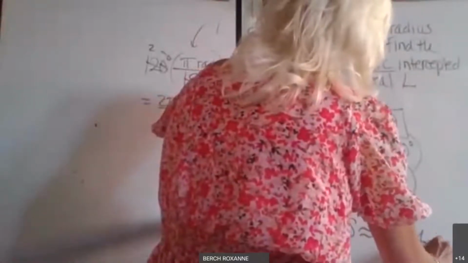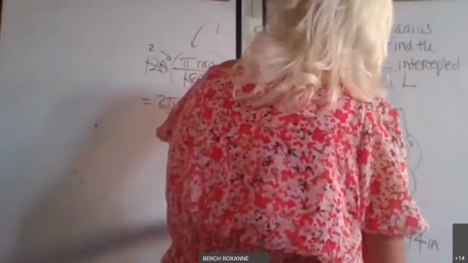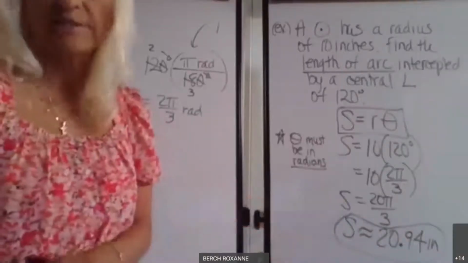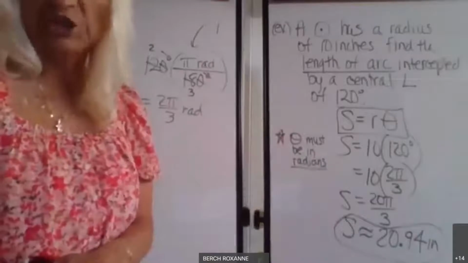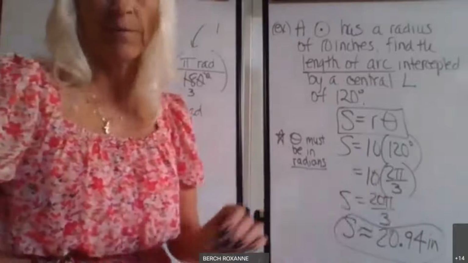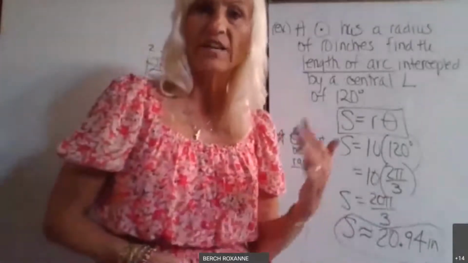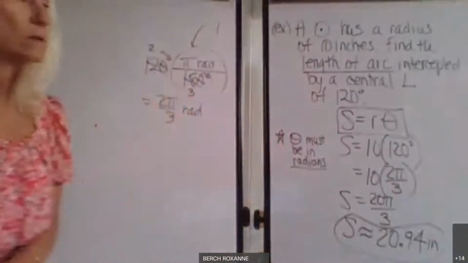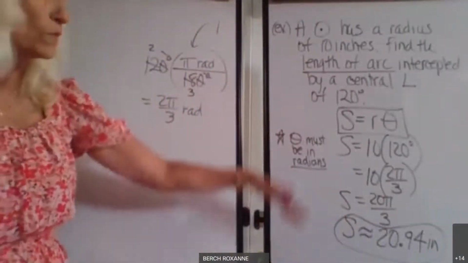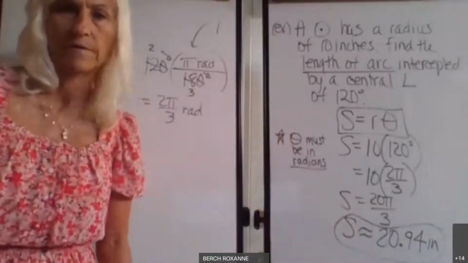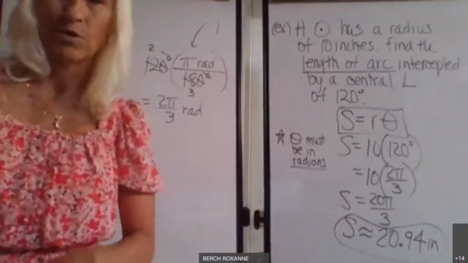It would be 20.939. Yep, it's about 21 inches or 20.9 inches. And you want to put inches because remember that the radius and the arc length are measured in units of measure. They're lengths. So the arc, with this information, the arc is about 21 inches, if you measured it with a string or a yarn or something.